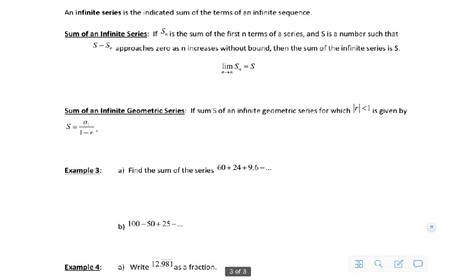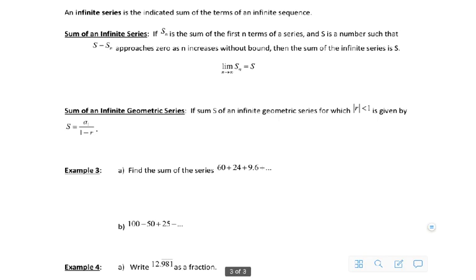If the absolute value of the common ratio of a geometric series is less than 1, then you can find the sum of an infinite geometric series. The only infinite series whose sum you can find is a geometric one. If it's arithmetic, you cannot find its sum, because arithmetic sequences either get bigger forever or smaller forever. They don't approach a number.